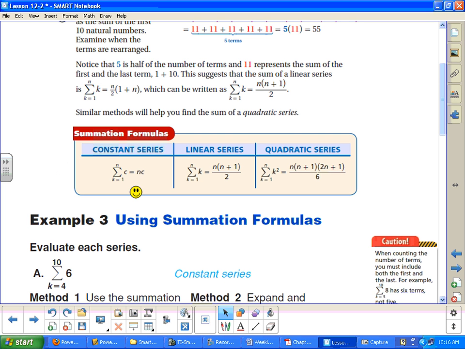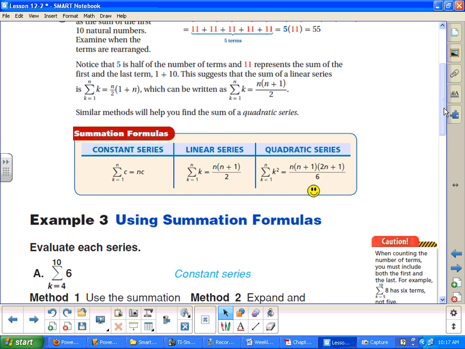So here we got the sum as k goes from 1 to n of c, then we just multiply them together. If it's linear, then we're going to take the last term times 1 more than that and divide it by 2. Okay? N times n plus 1 divided by 2. That's actually pretty easy. And if it's quadratic, k squared, then we'll do n times n plus 1 times 2n plus 1 and divided by 6. Okay? It's really not that difficult to do.